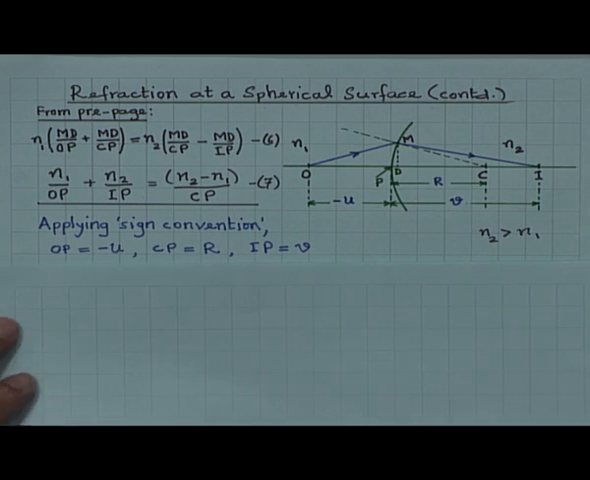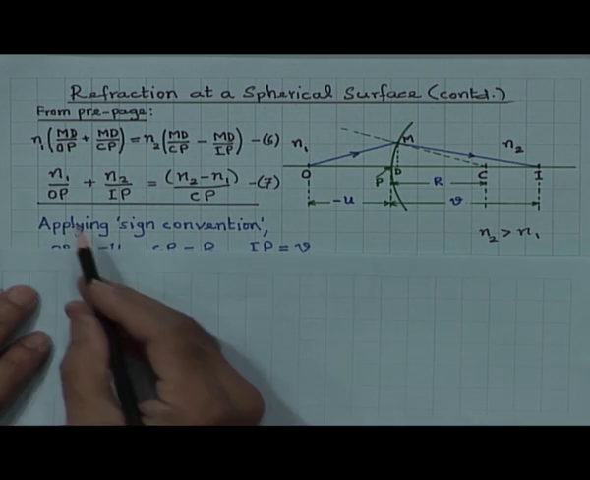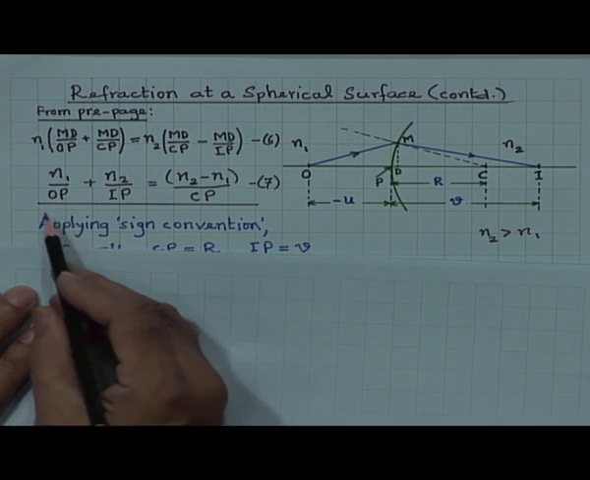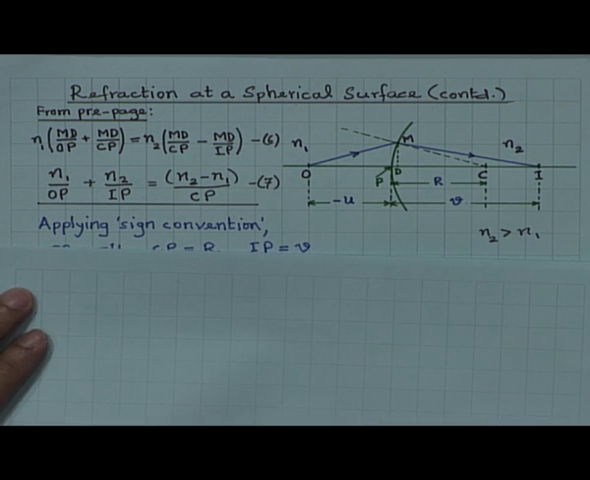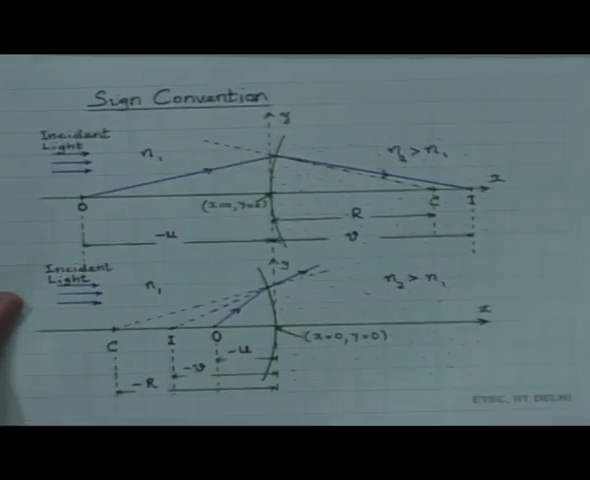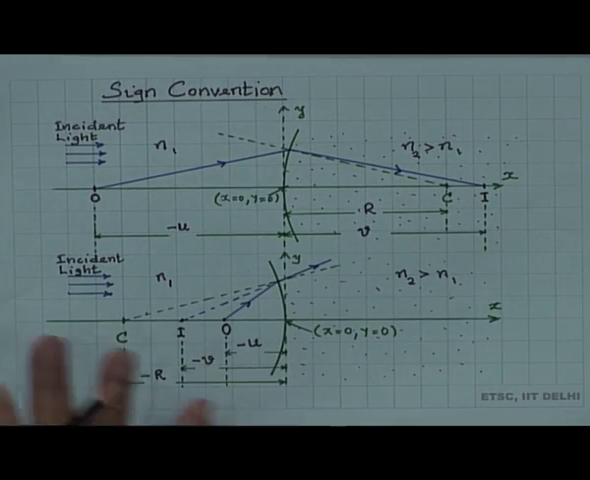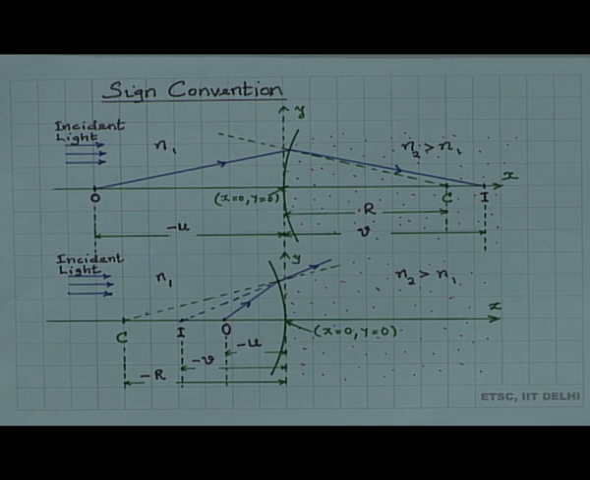Now, here we have to look at the sign convention. We are going to substitute for O p, I p and C p appropriately. And what is the sign convention? Let us very quickly recall the sign convention. It is almost the same as what we have in the case of mirrors.